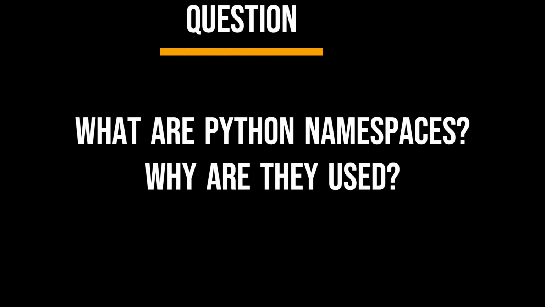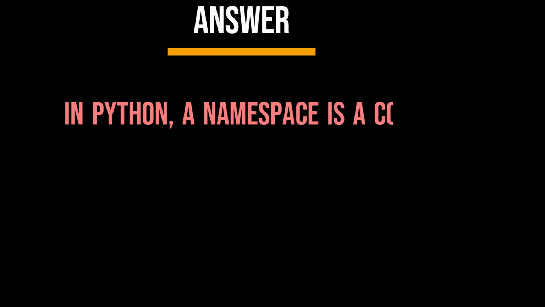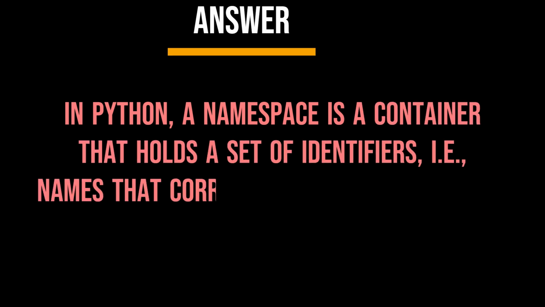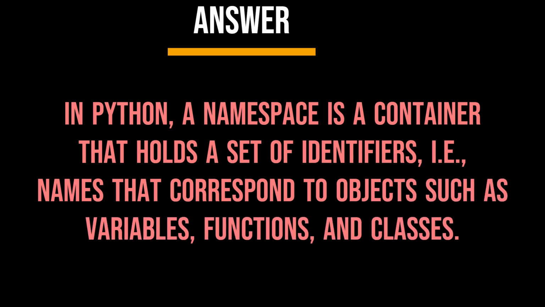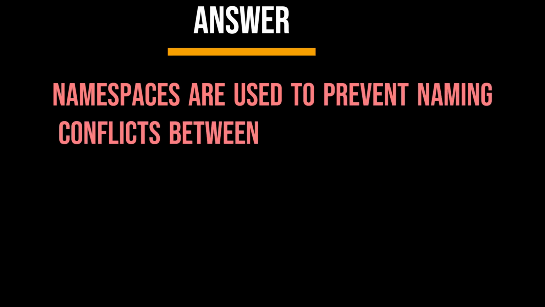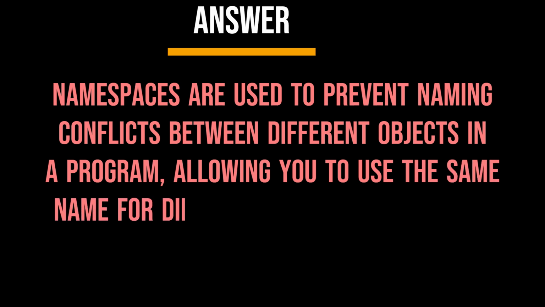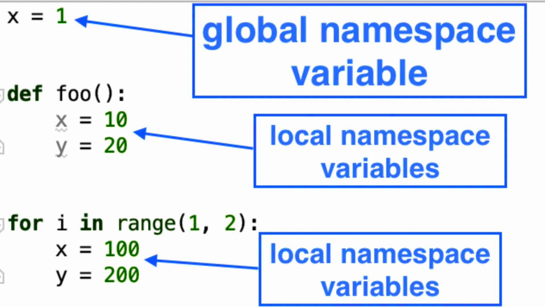What are Python namespaces? Why are they used? In Python, a namespace is a container that holds a set of identifiers, for example, names that correspond to objects such as variables, functions, and classes. Namespaces are used to prevent naming conflicts between different objects in a program, allowing you to use the same name for different objects in different parts of your code. Here is an example of namespace in Python.